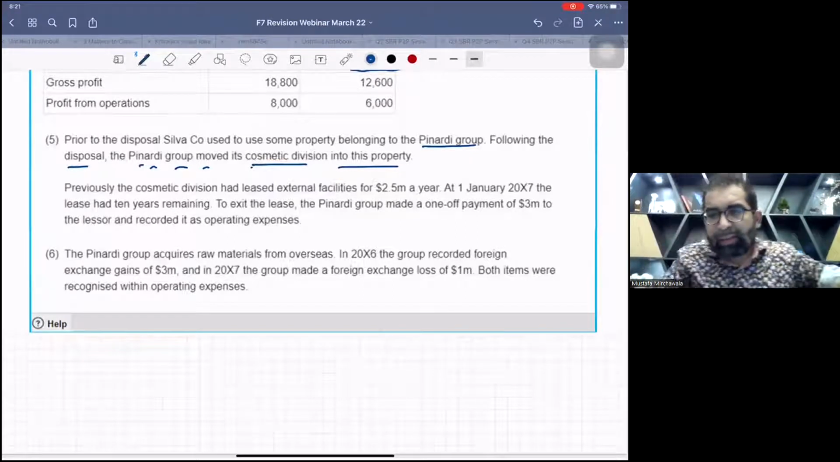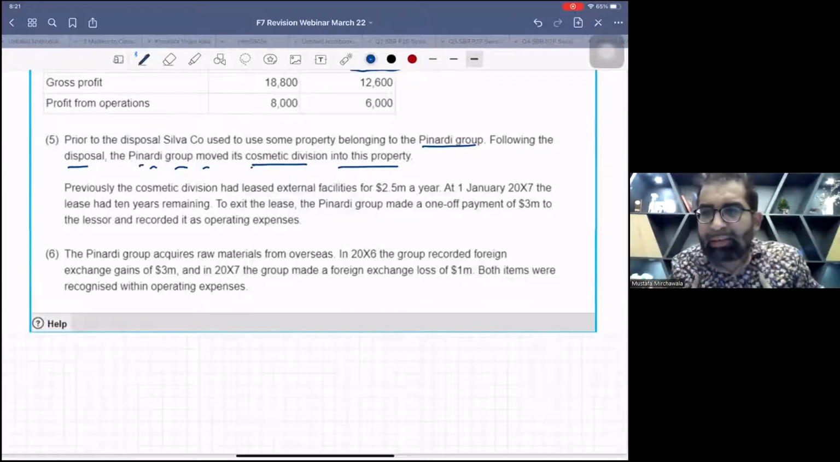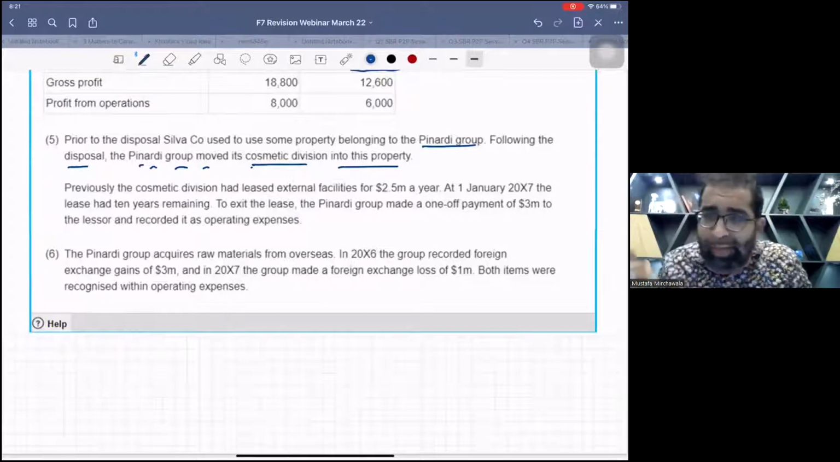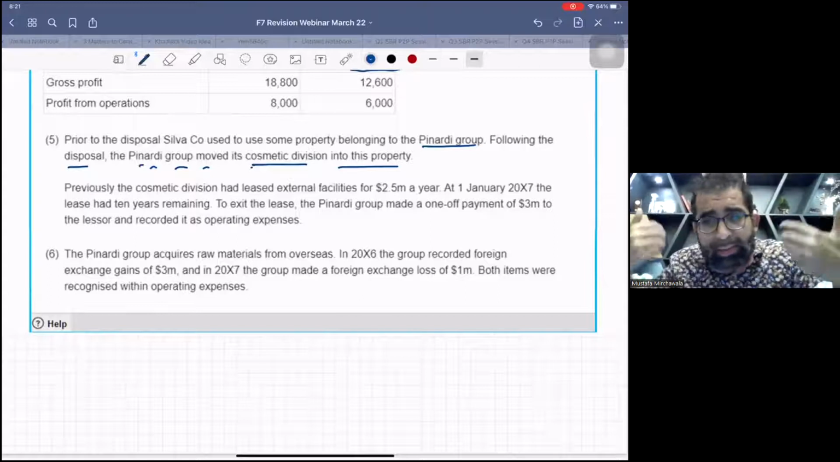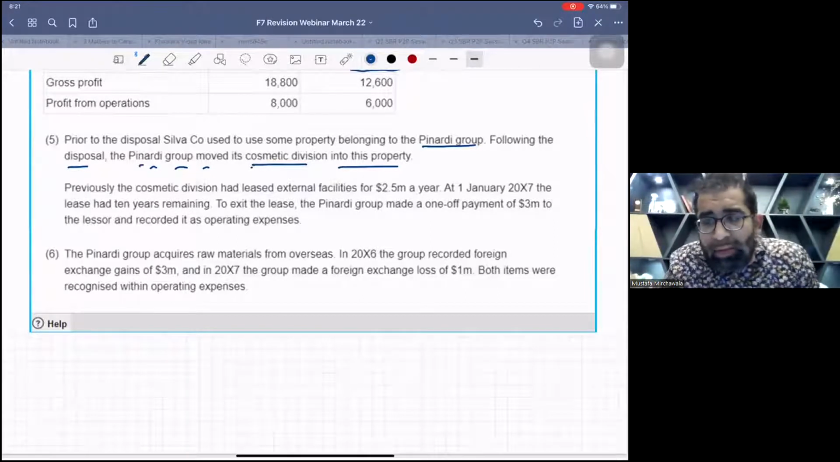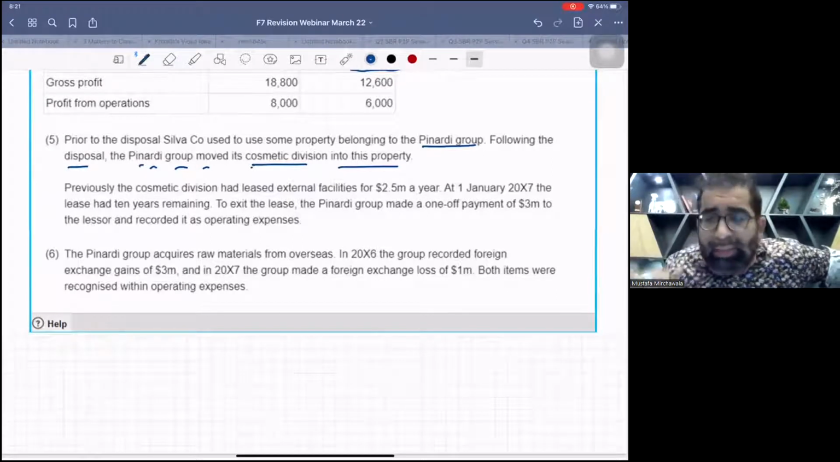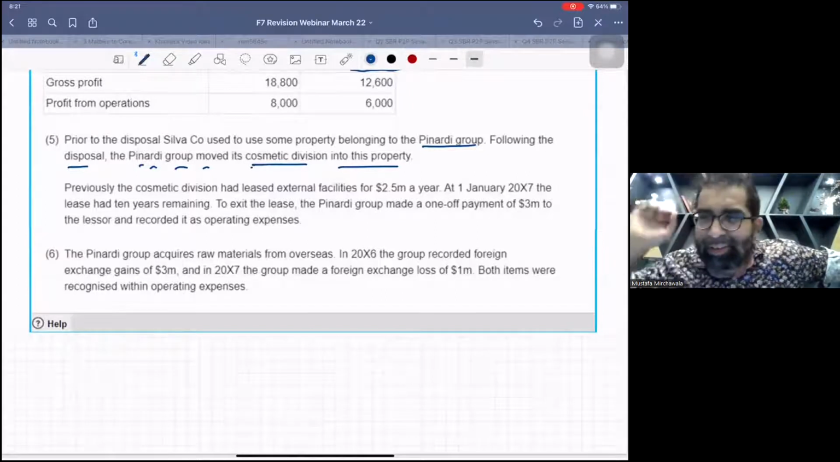Now, what happened? When previously Silva was our subsidiary, we used to do favors with Silva and we allowed them in our property. Okay, use our premises. But now Silva is no more. Silva is gone. They are not part of our group. So now we said, please leave the premises. And we moved our cosmetic business here.